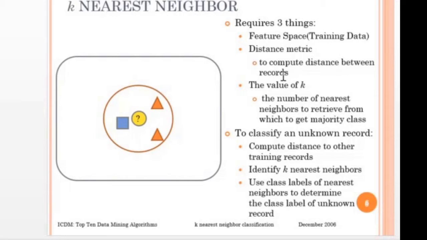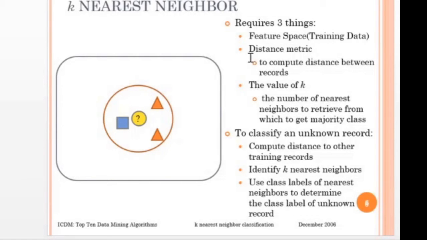So I am just telling you that in the space you have so many examples, and these examples may belong to different classes. When you want to know the label of a particular example which is unknown to you, you consider the nearby examples, and the label of the class with the maximum or majority of votes will be assigned to the unknown point.